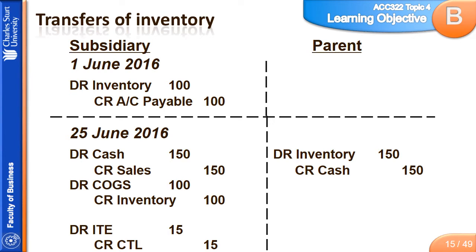However, our debits and credits need to balance, and we need to reverse this inventory from $150 down to its cost amount external to the group, which was $100. So the final entry here will be a credit to inventory of $50 to reduce that down to $100.